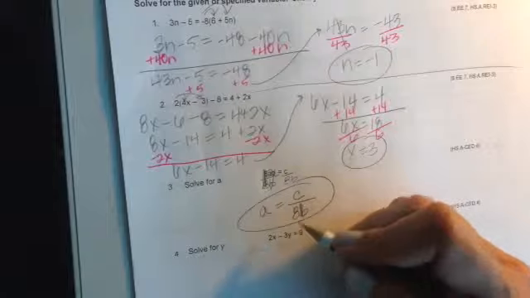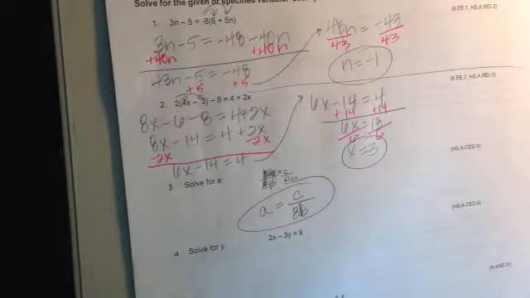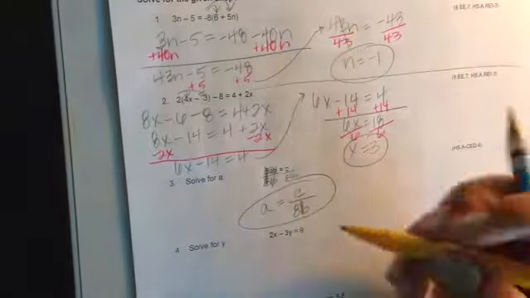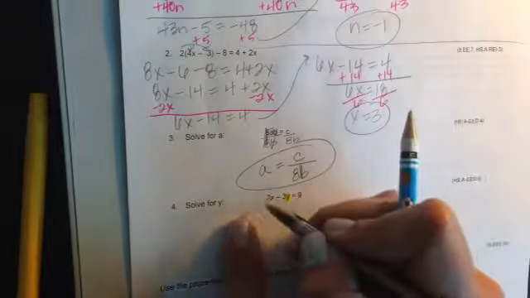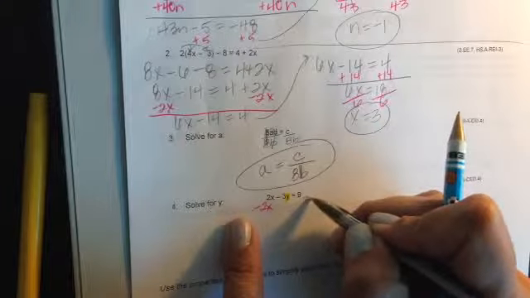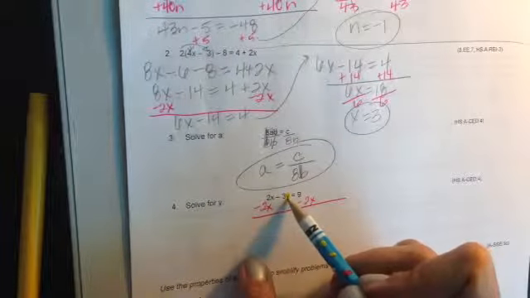Now, in number 4, I got to go at this one solving for y. So what I'm going to do in 4 is first get this 2x out of here. I'm going to take 2x's away from both sides. I have to get down to where I can deal with that y by itself.